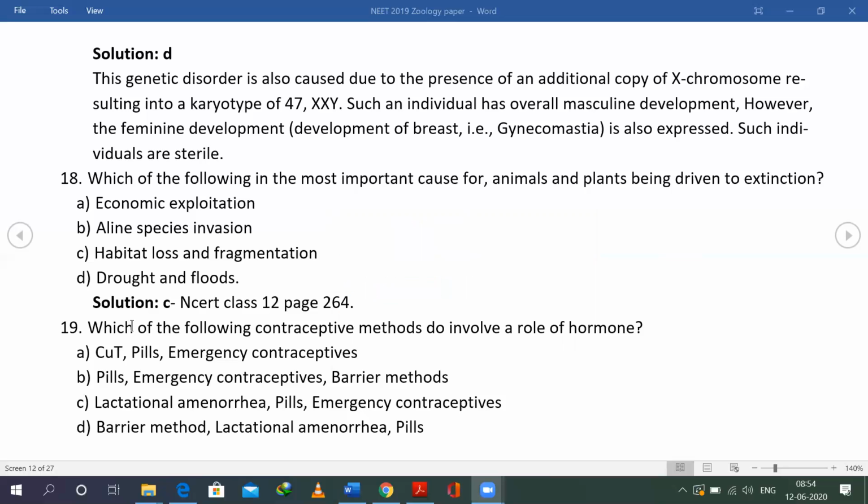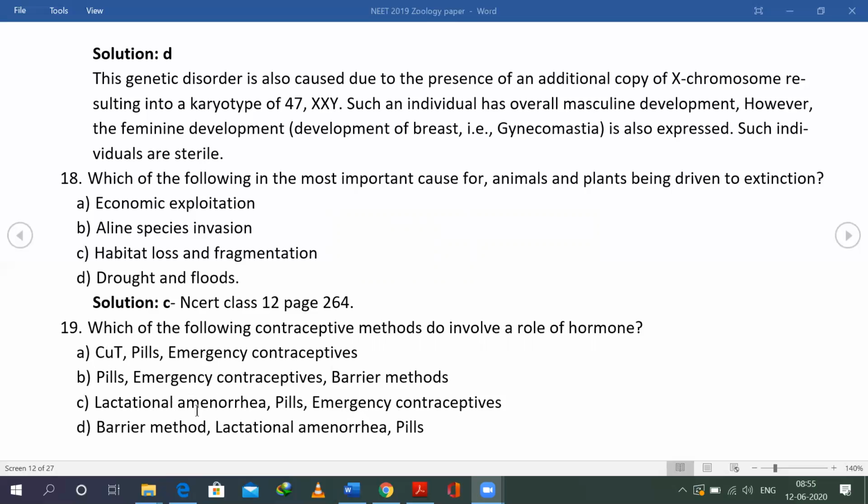Now, the next one. Which of the following contraceptive methods involve a role of hormones? Which one will have the role of hormones? You need to see there is CuT, which has been ruled out because this involves copper ions, not hormones. Pills and emergency contraceptives will have the hormones, but barrier methods don't have any hormones. They are simply barriers. Lactational amenorrhea, pills and emergency contraceptives can be considered, and the barrier method has been ruled out.